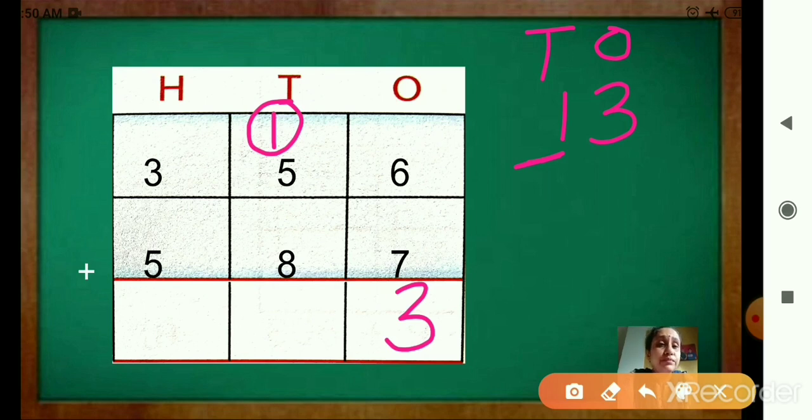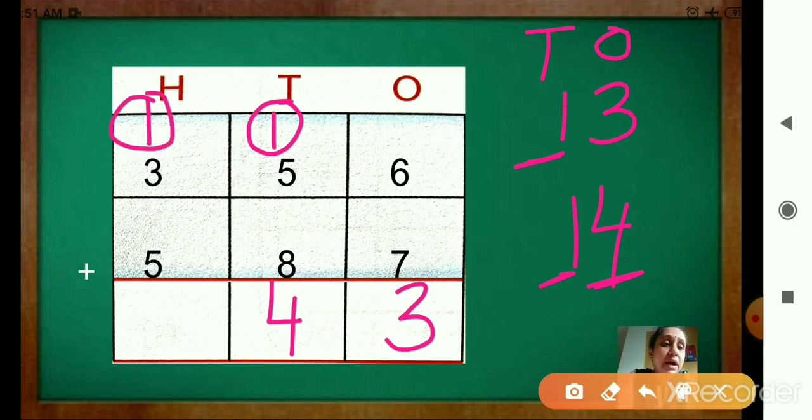Okay. Now we will add these three numbers, that is 1 plus 5. How much? 6. And 6 plus 8. We are getting how much? We are getting 14. So what will we write? We will write this 4 here, and this 1 will be carried over to the place of hundreds.